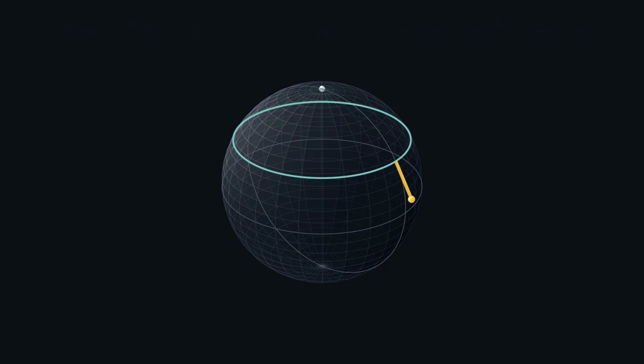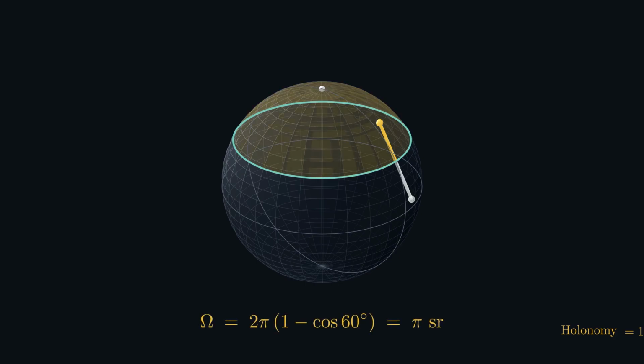Carry it once around this circle, 60 degrees down from the North Pole, and bring it all the way back home. Watch what happens. It comes back rotated by 180 degrees. You never twisted it. The rotation depends only on the patch the loop encloses. Here, that patch is a solid angle of exactly pi steradians, and that solid angle is the rotation.